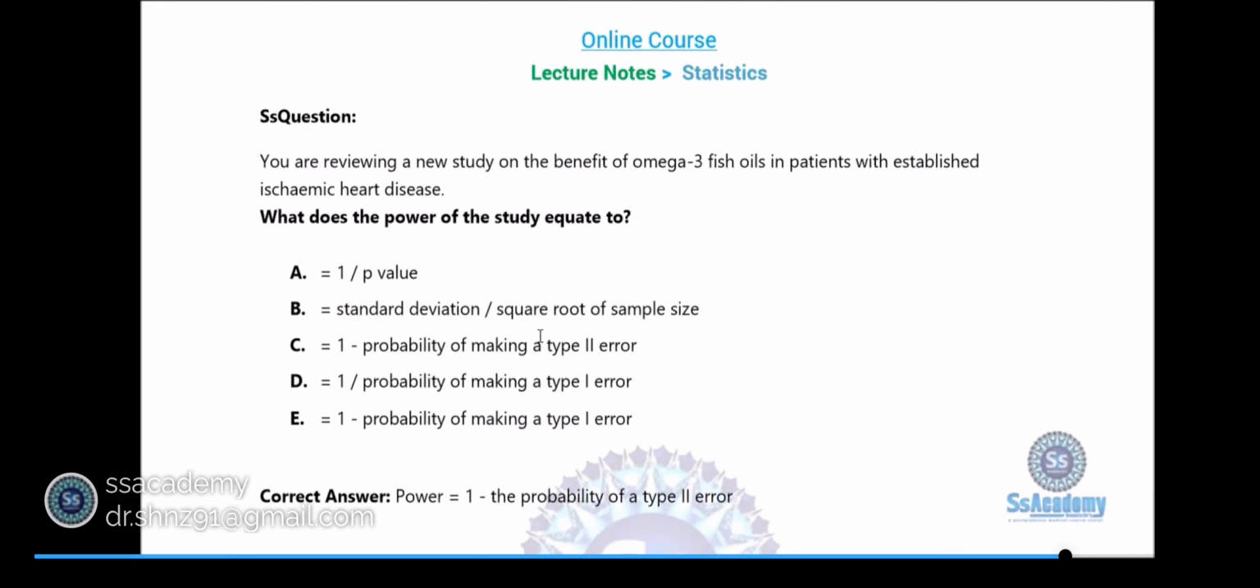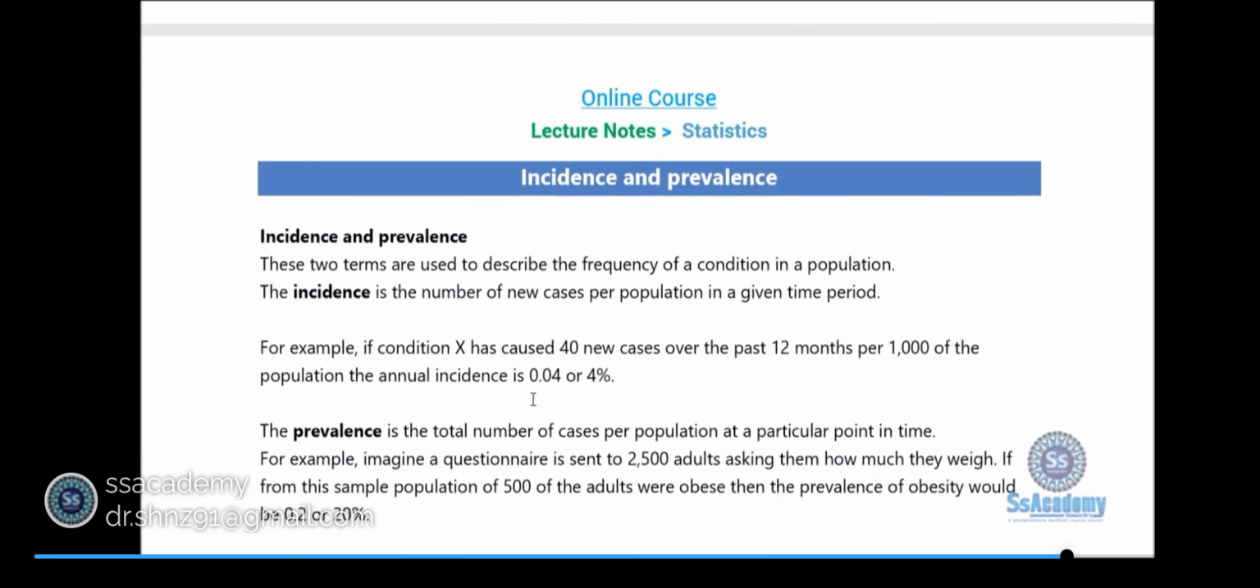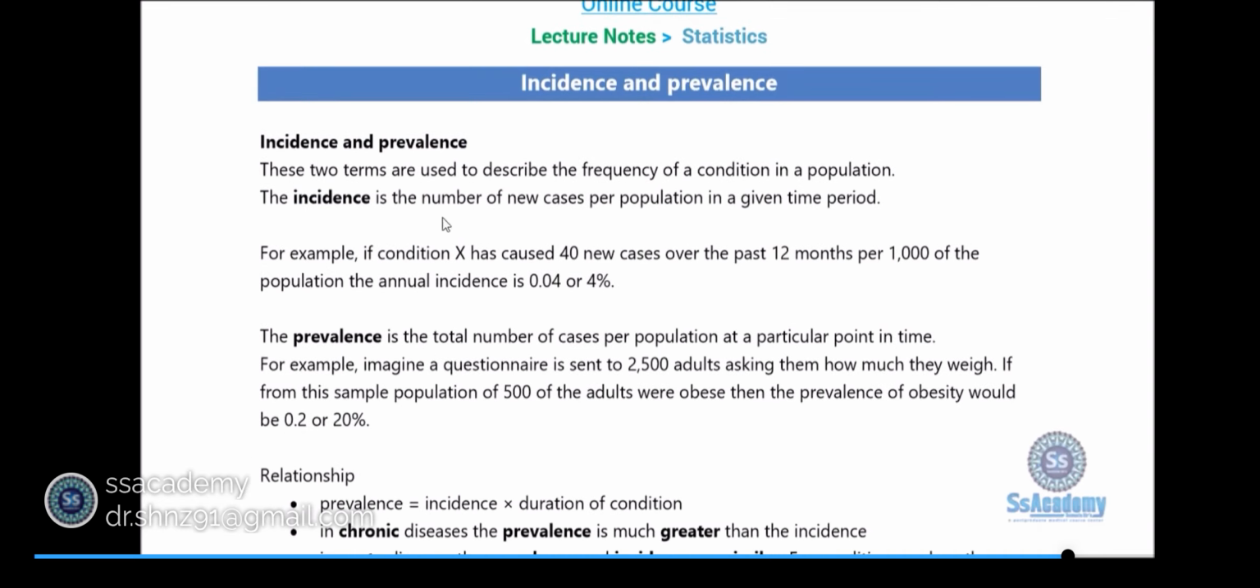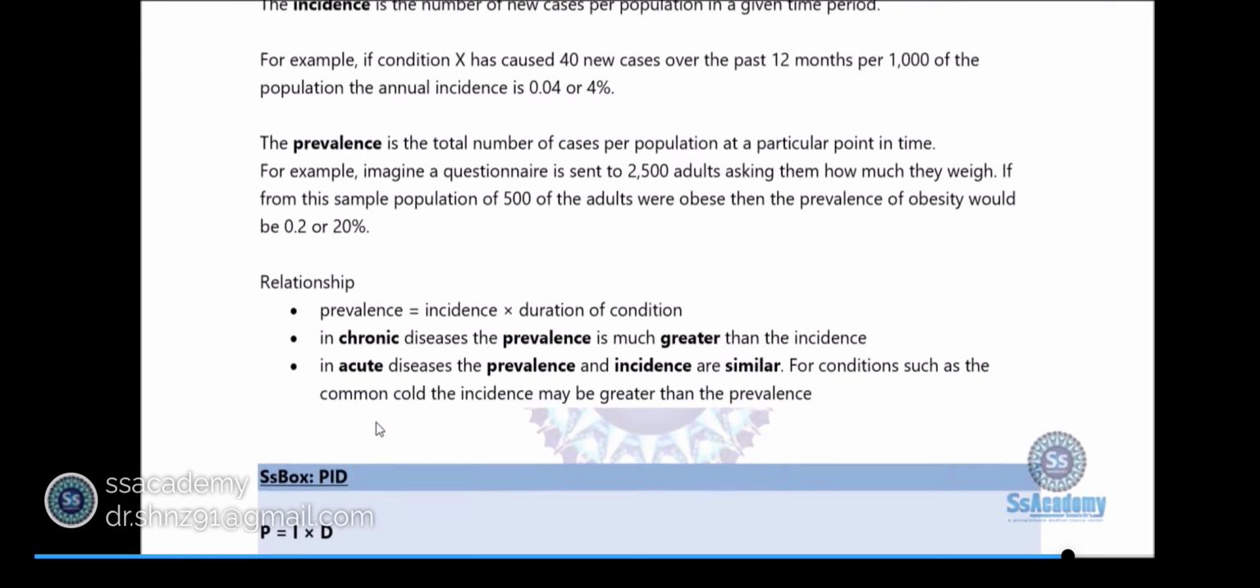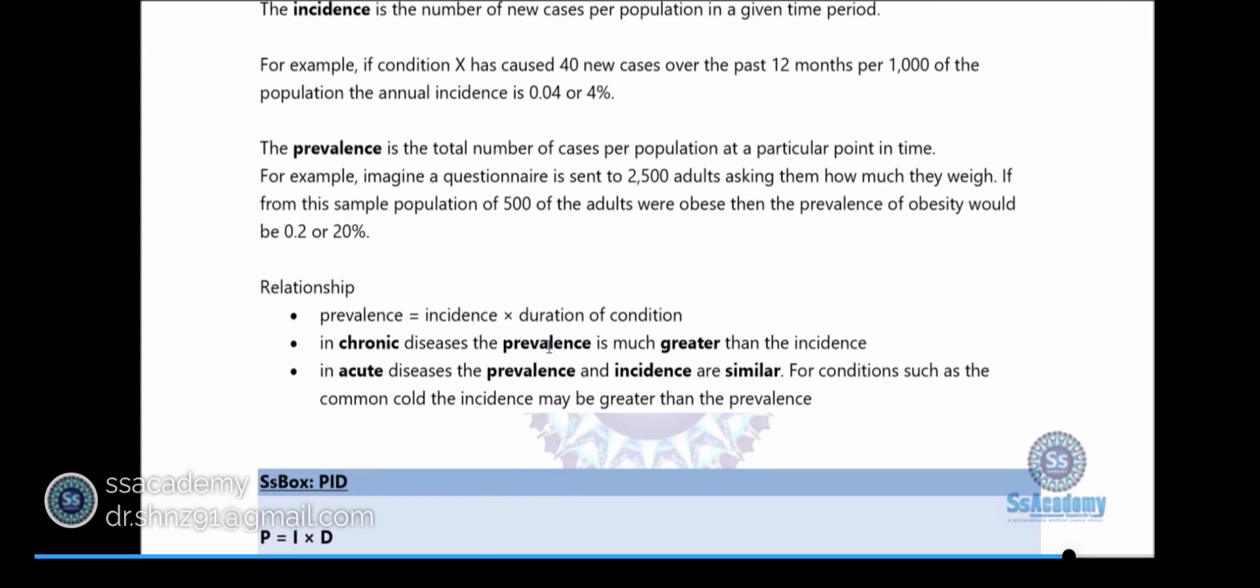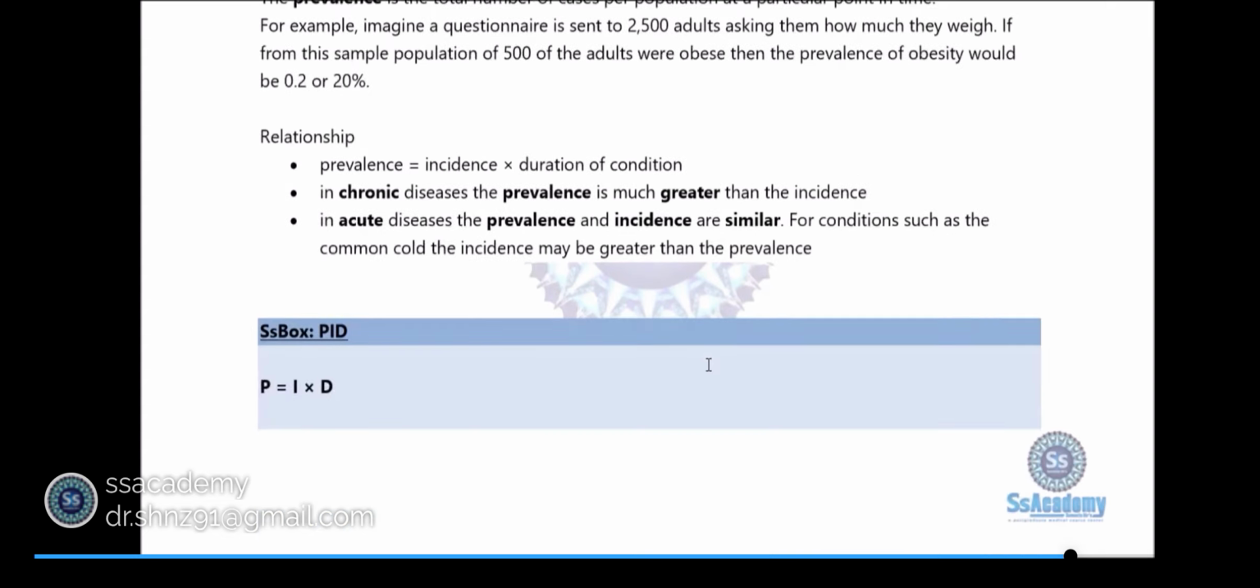What does the power of the study equate to? Power equals 1 minus the probability of type 2 error. So this is another box. Incidence and prevalence, I would like to give one box. Prevalence equals incidence times D, for duration. This is very important. Prevalence depends on incidence and the duration of the condition. In chronic disease prevalence is greater, and in acute disease prevalence and incidence are similar. This is a box that we need to remember.